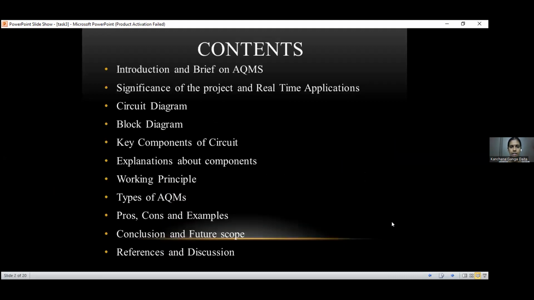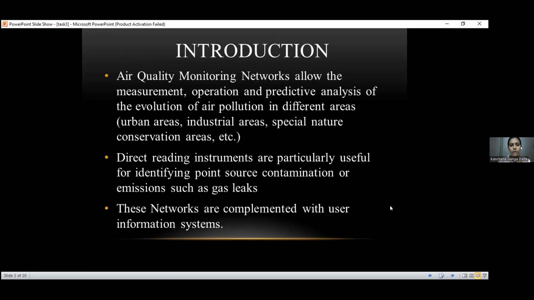So firstly, the contents of my presentation were introduction, significance, circuit and block diagrams, along with the explanation of key components and the working principle, the different types of air quality monitoring, and advantages, disadvantages, along with real-time applications. And finally, we'll close with conclusion and future steps. So coming to the introduction.